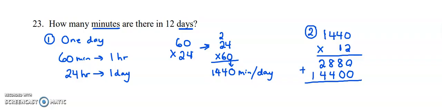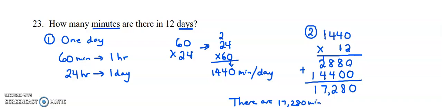I'm going to add my 2 rows up. Zeros. 8 plus 0 is 8. 8 plus 4 is 12. Carry my 1 up. 3 plus 4 is 7. And the 1. So how many minutes are there in 12 days? There are 17,280 minutes in 12 days.